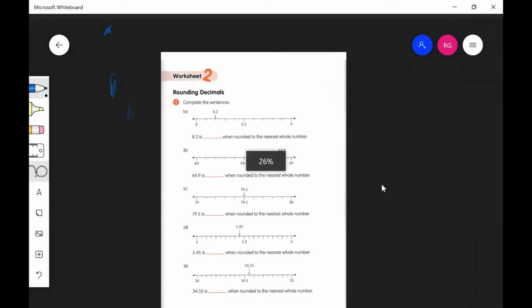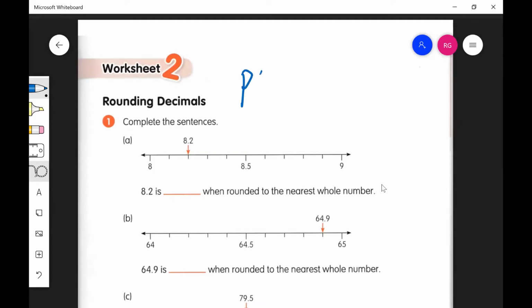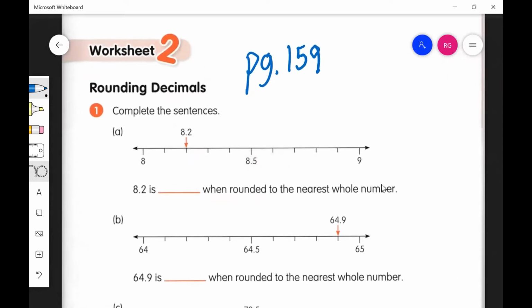Here we are on page 159 to start with. So make sure you have your books out to page 159. And let's get started. In this unit, we are rounding decimals.